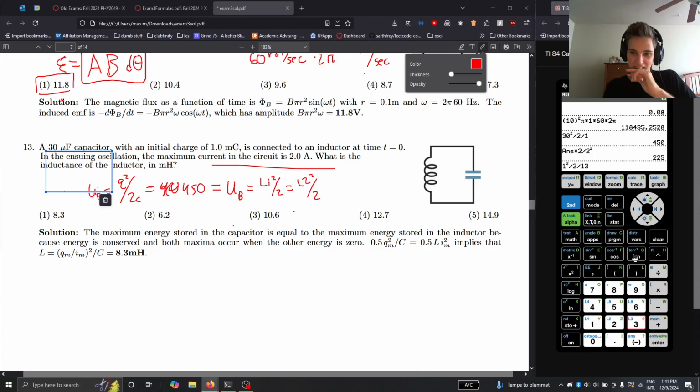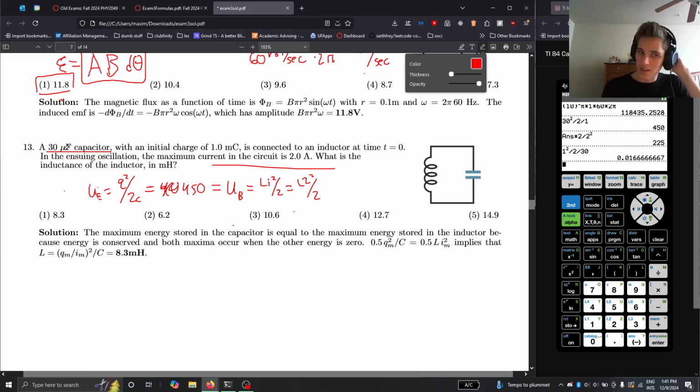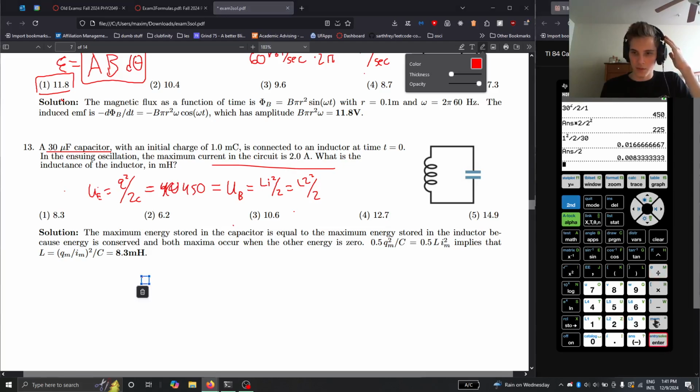So there you go. We should end up with something like this for the energy, where this is the capacitance. The farads is the capacitance, which is on the bottom. So put it on the bottom. Yeah, divide by 2, and you'll get the answer for L.